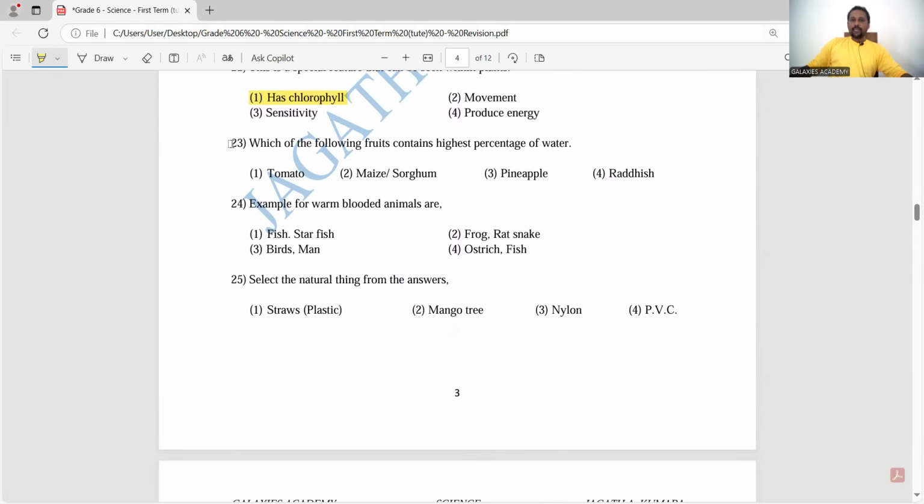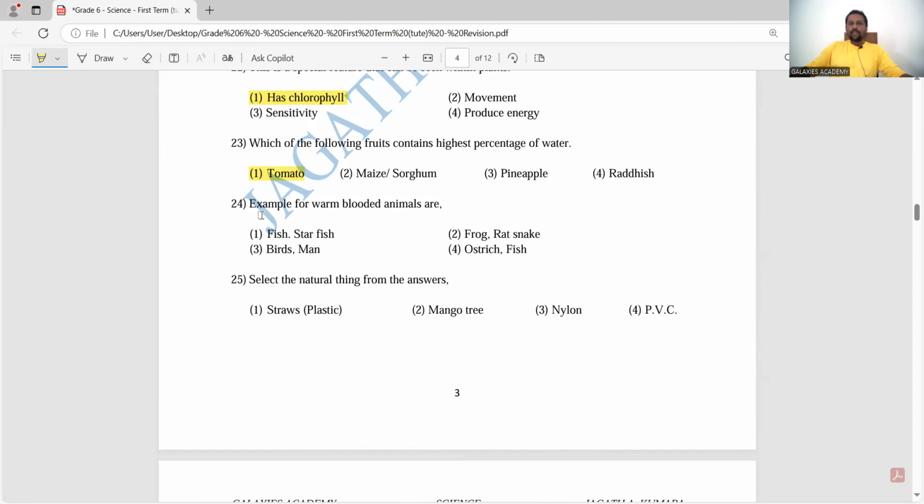Right. Number 23. Which of the following fruits contains the highest percentage of water? Right. When you observe the given answers: tomato, maize which I discussed with you earlier, pineapple and radish. Which one contains the highest percentage of water? It should be tomato, right? Tomato, then watermelon contains more water among the foods.